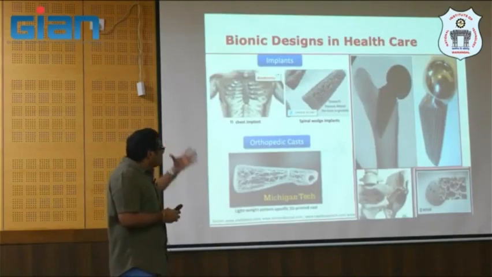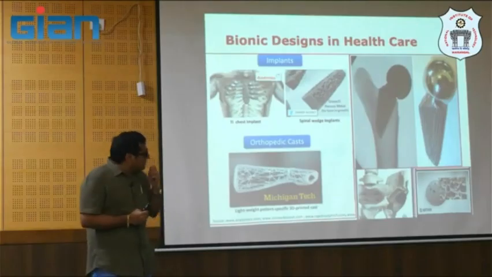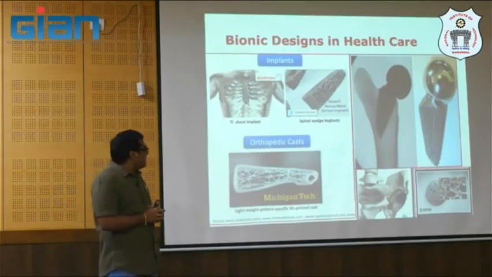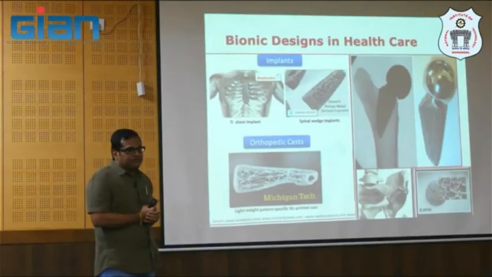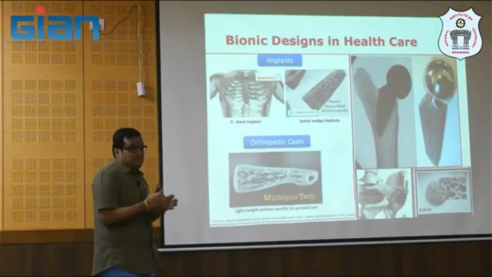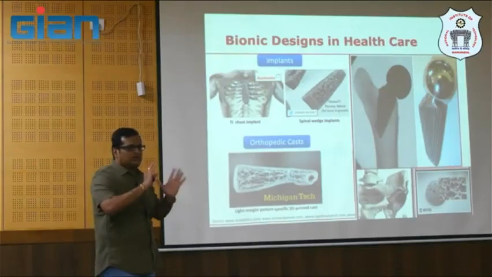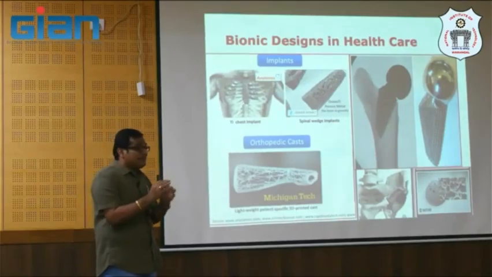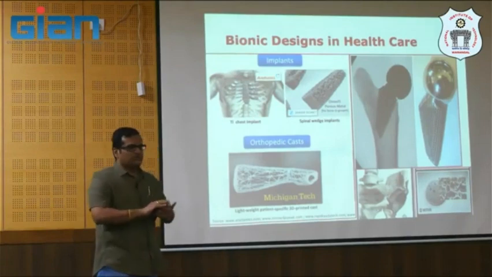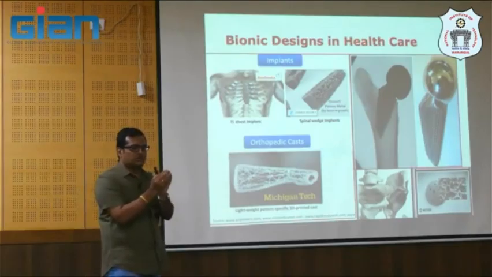And if you try to see why it is so popular in healthcare, you can biomimic: you have a chest implant or a spinal wedge implant. So look at your bone structure, the anatomy of the bone. The outer part is harder, that's the cortical bone, and if you go inside, it is porous, right? So you have a kind of sandwich structure here. Outside it is solid, and if you go inside, it's much more porous, right?